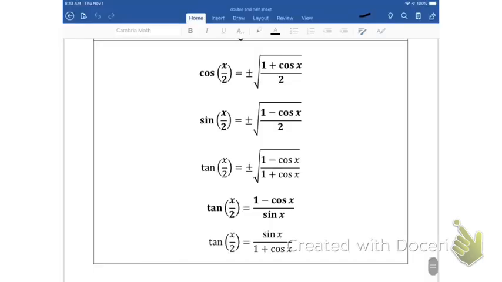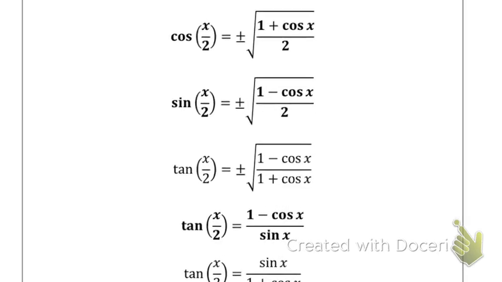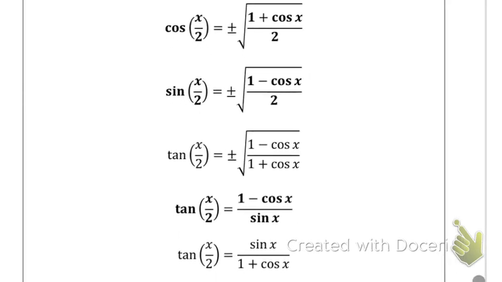Let's see if I have that. So that over 2 just tells us to look at the identity sheet. I gave you one today. You will have one you can use on your test. But we have tangent of something over 2, so we can use this one, or this one. Now, I didn't talk about it yesterday, but I'm going to talk about it today.